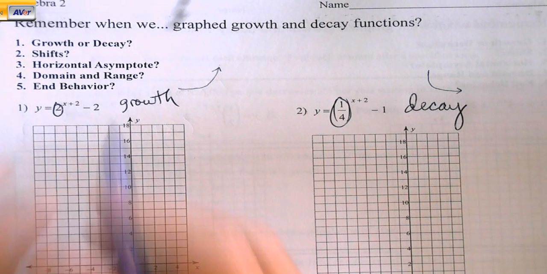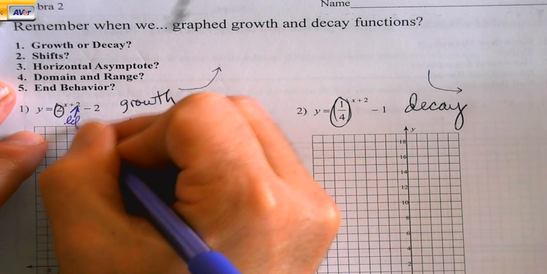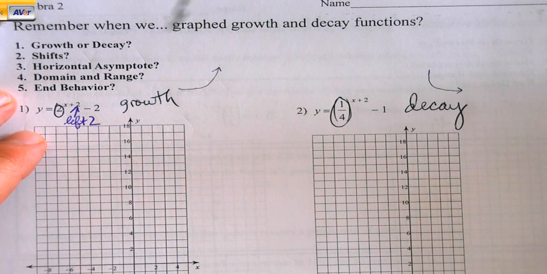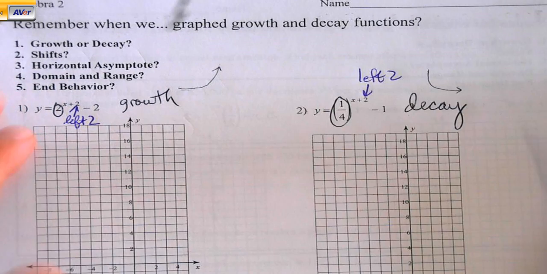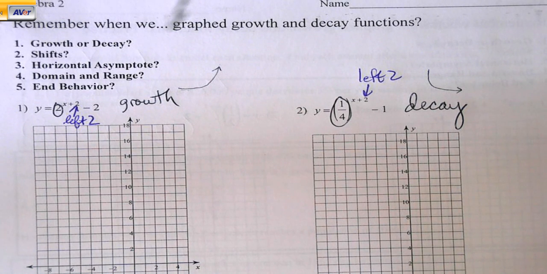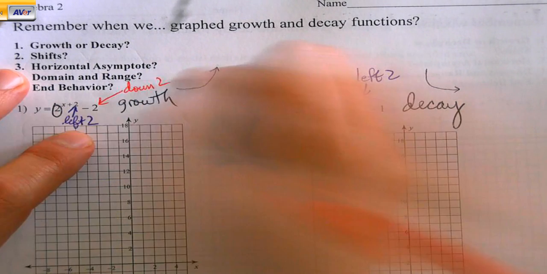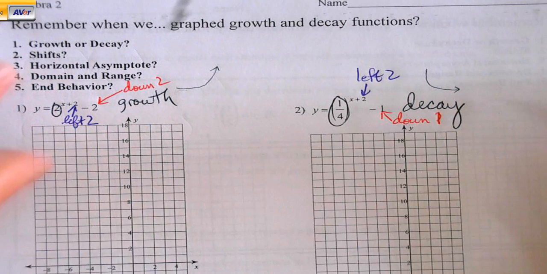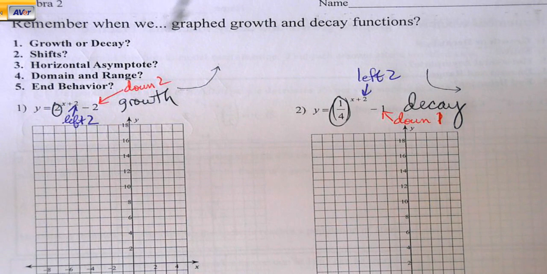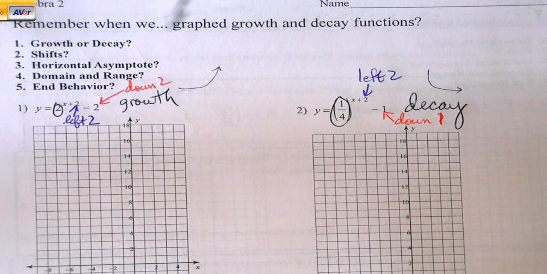Shifts up in the exponent are my left-right shifts. Okay, so this one's left 2. This also would be left 2. But if it would have been minus 2, like it is down in number 3, then that would be right 2. At the end is my up-down. So in this case, we'd be down 2. Down 1. Okay, if it was plus, that's my up-down. Okay. Horizontal asymptote.